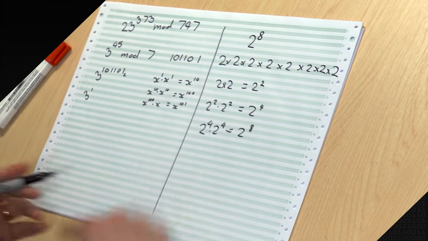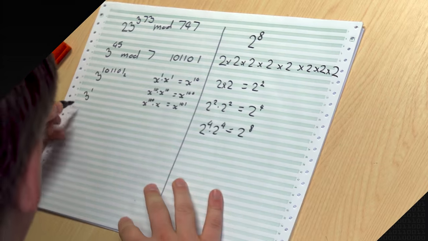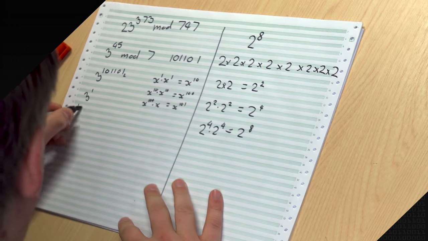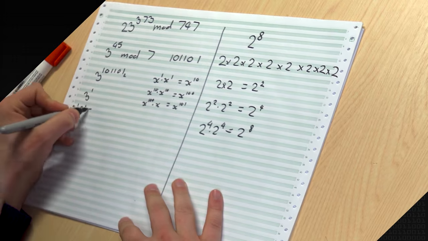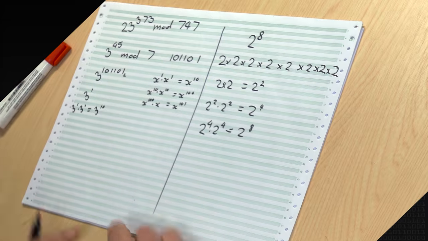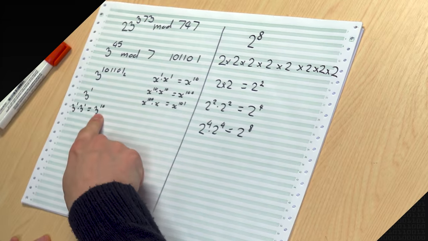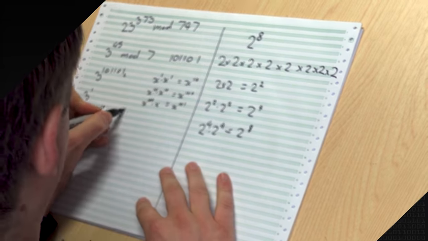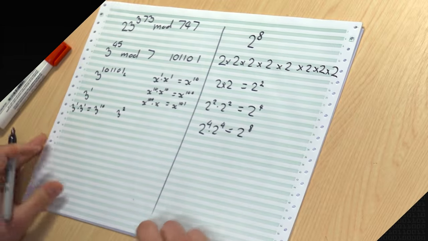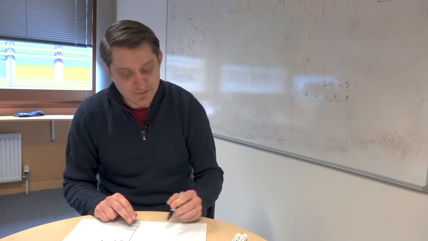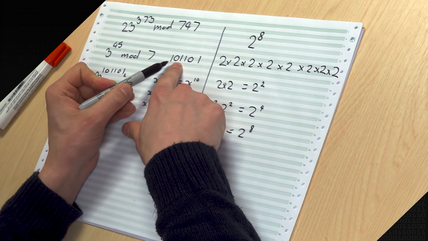So to do that, we need to square it. So we do 3 to the 1 times 3 to the 1 is 3 to the 10, right? So that's actually 3 squared. I'll tell you what, I'll write in 3 squared here so we can keep track of what the number is in decimal. So this is our binary, this is our decimal. Now, we want to go from 10 to 101.